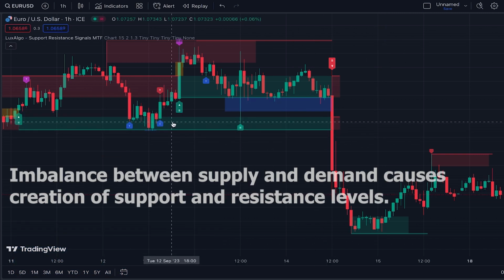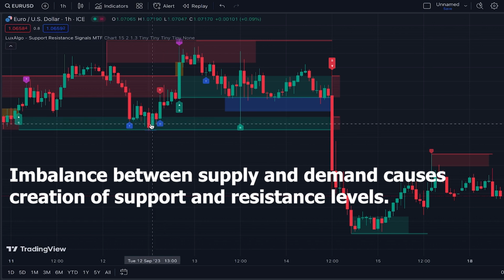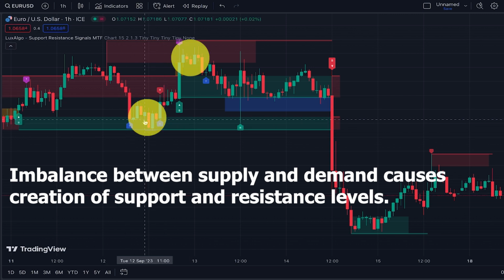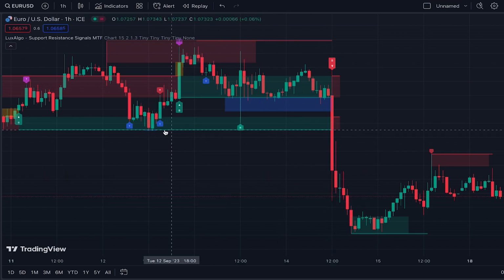As you know, when we have imbalance between supply and demand, it causes creation of support or resistance levels, and this imbalance of supply and demand appears on the chart in the form of swing low or swing high, and this indicator uses these swing lows or swing highs to form these support and resistance levels and zones that you see on the chart.